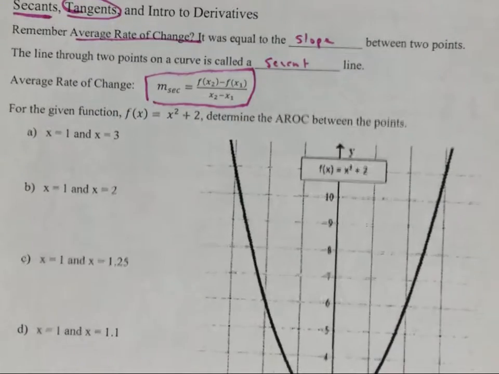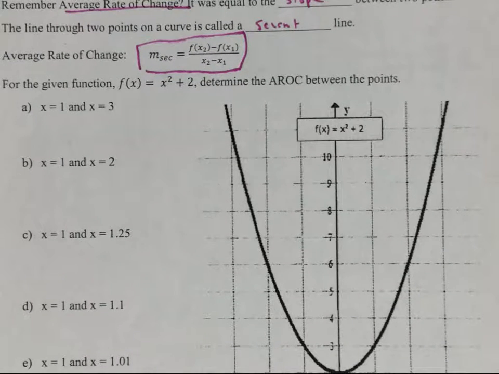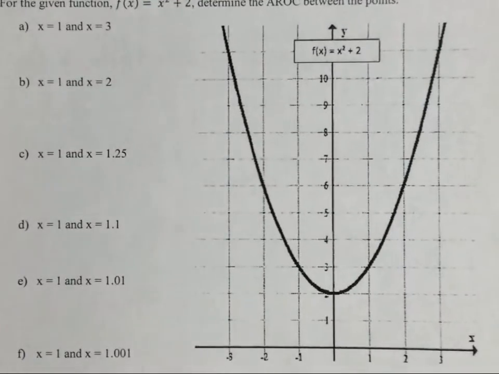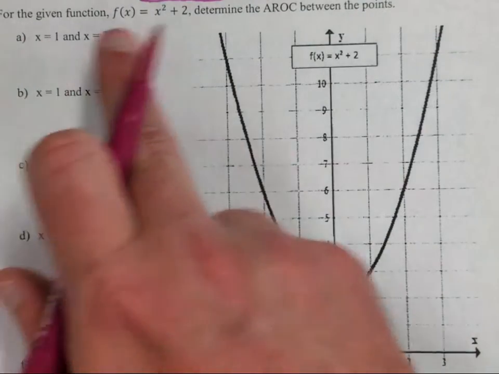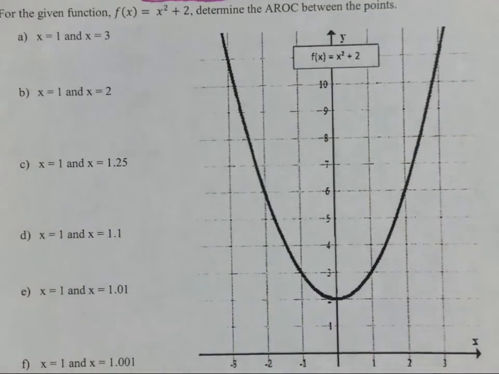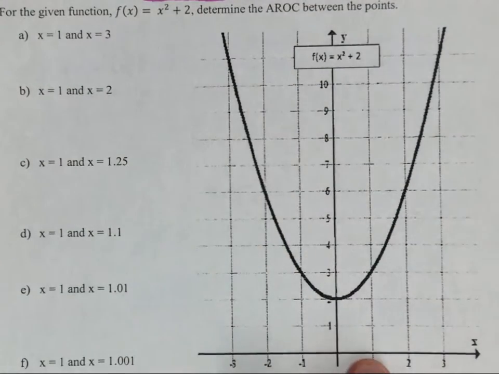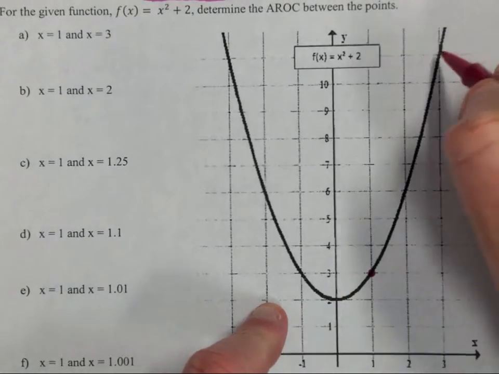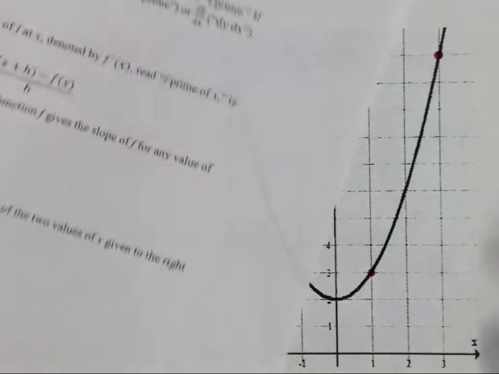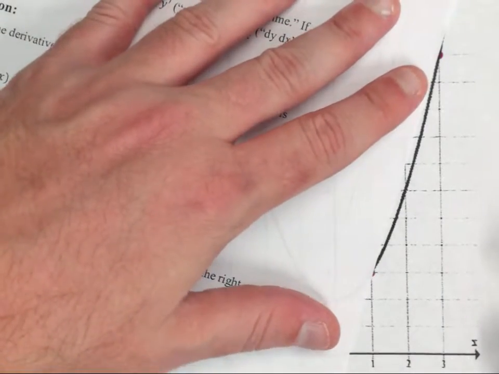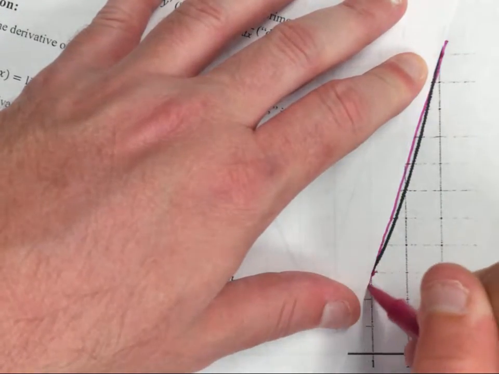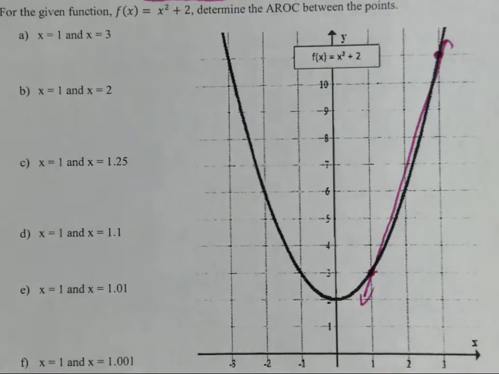it says for the given function, f of x equals x squared plus 2, determine the AROC between these points. Here's my function, and I want to know what the AROC is. We're just reviewing AROC right here. We're finding the average rate of change between 1 and 3. What is going on between 1 and 3? We're finding the slope of this secant line right there. Alright, so let's find this here.